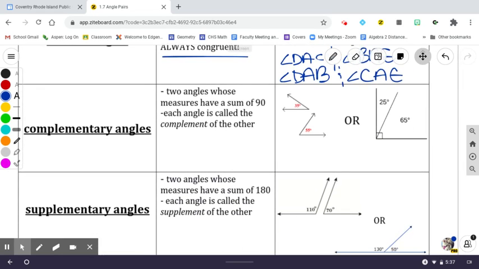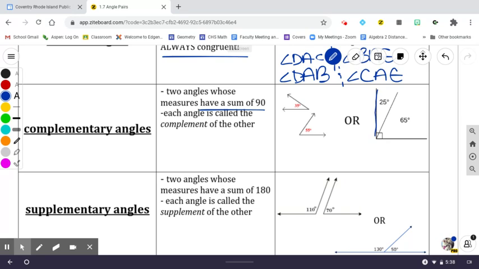Next is complementary and supplementary. So first, complementary are angles whose measures add to 90. So they have a sum of 90 degrees. Each angle is called the complement of the other. So this 55-degree angle and this 35-degree angle, those are complements of each other because they add to 90. Notice that those aren't next to each other. They're not adjacent. Complementary angles don't have to be adjacent, but they can be.